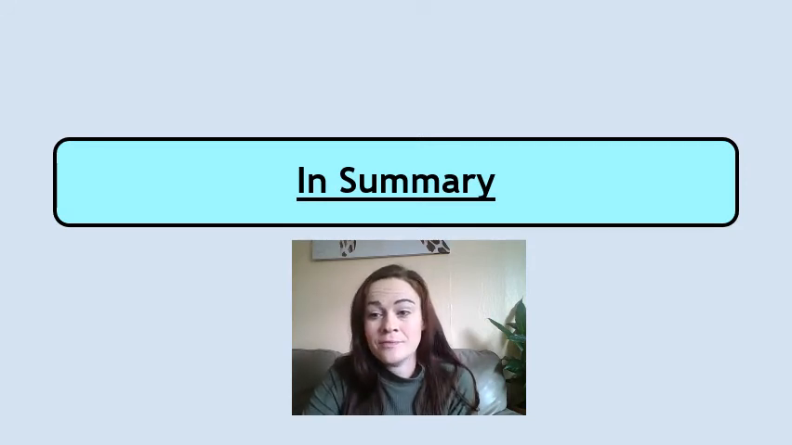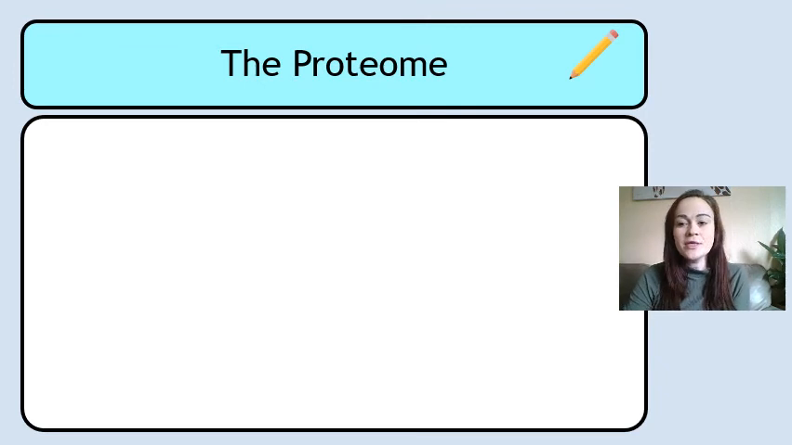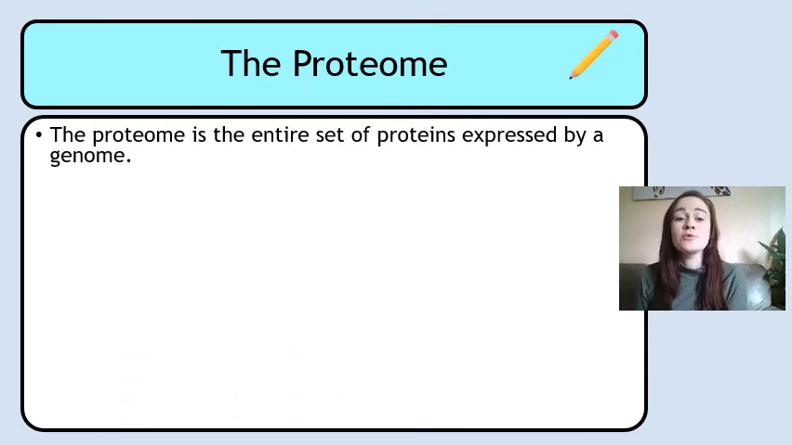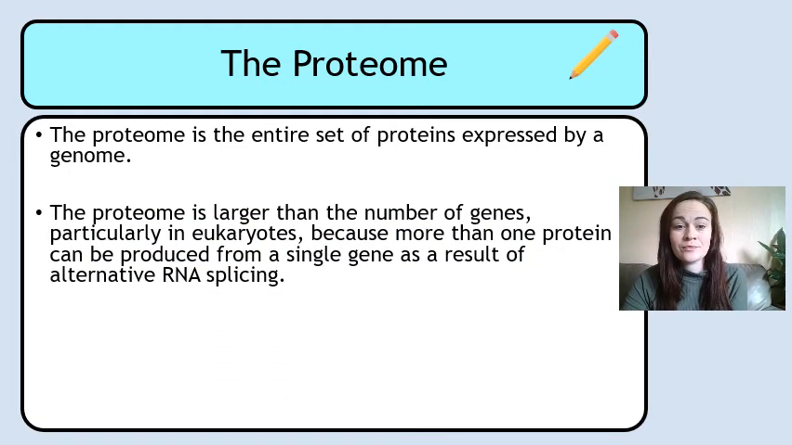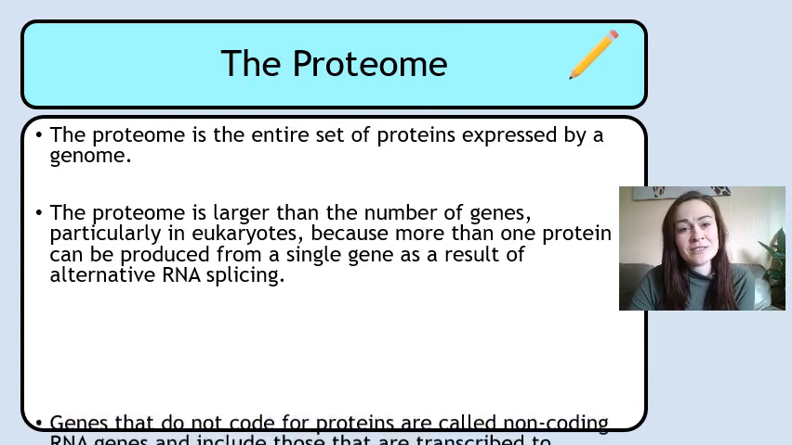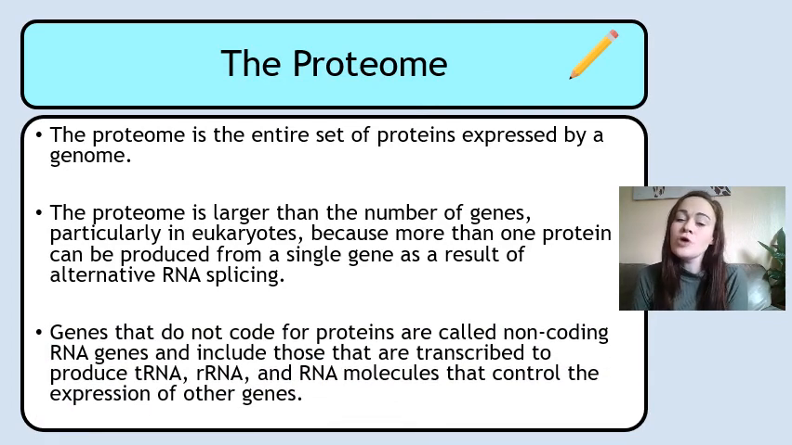Okay. So in summary, the proteome is the entire set of proteins expressed by a genome. It is larger than the number of genes that the genome has because more than one protein can be produced from a single gene as a result of alternative RNA splicing. Genes that do not code for proteins are called non-coding RNA genes, and they can be transcribed into tRNA, rRNA, and other molecules that control the expression of other genes.